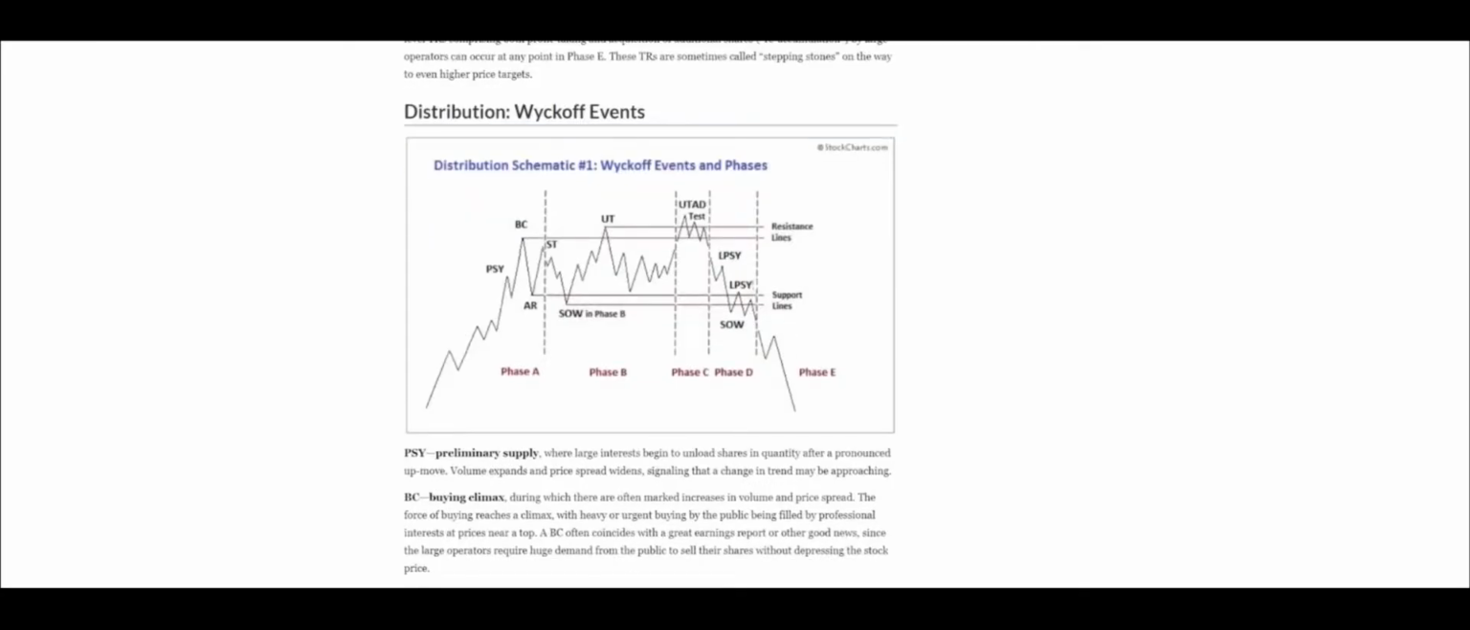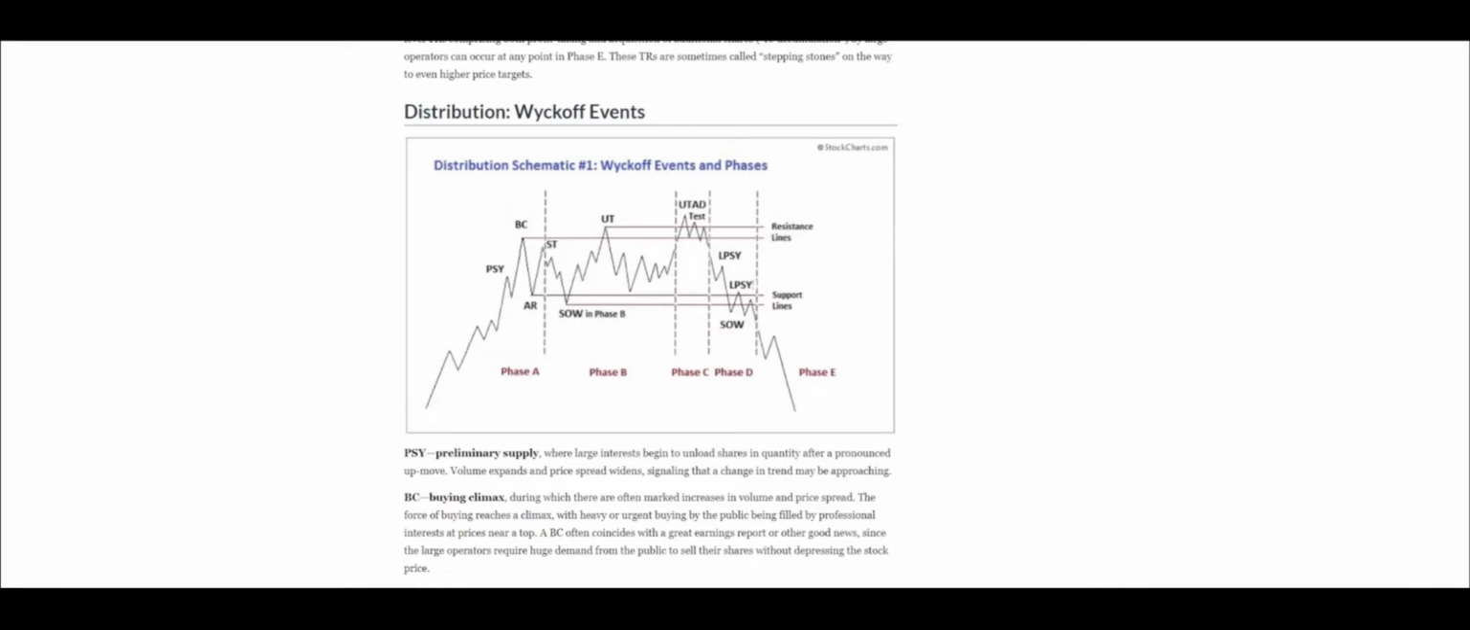Now moving on to the distribution schematic, in essence the distribution schematic works in the opposite way of the accumulation schematic I spoke about in the last video, but with slightly different terminology. So in phase A, the first phase occurs when an established uptrend starts to slow down due to decreasing demand. Now the preliminary supply, the PSY, suggests that the selling force is showing up, although still not strong enough to stop the upward movement.